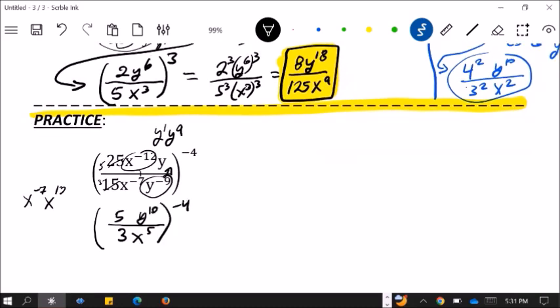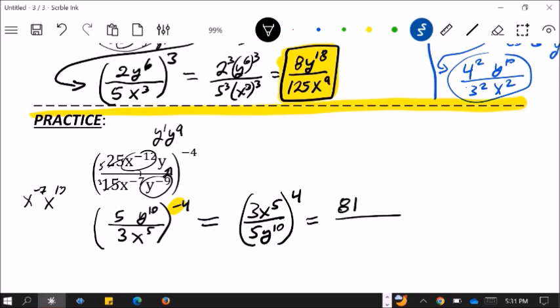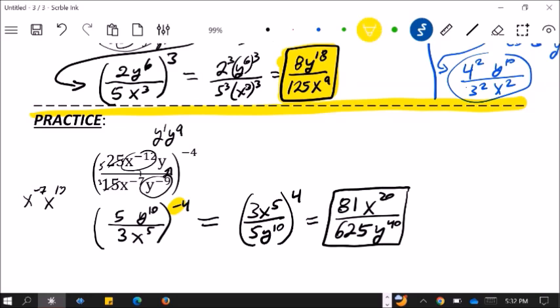to the negative 4th. Now I'm going to apply that negative, and that's going to make it 3x to the 5th over 5y to the 10th, and a positive 4. So 3 to the 4th power is 81. x to the 5th, to the 4th is 5 times 4, that's a 20. 5 to the 4th power is 625. And then the y to the 10th raised to the 4th power is 10 times 4, so it's y to the 40th. If you got that answer, you're in good shape with this.